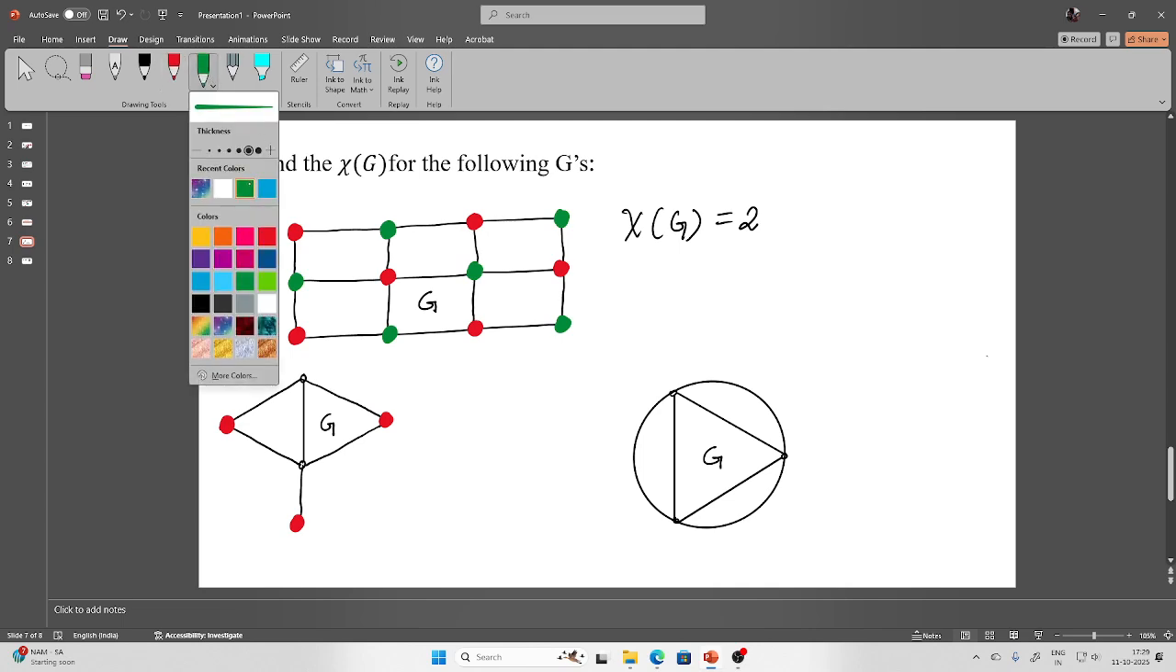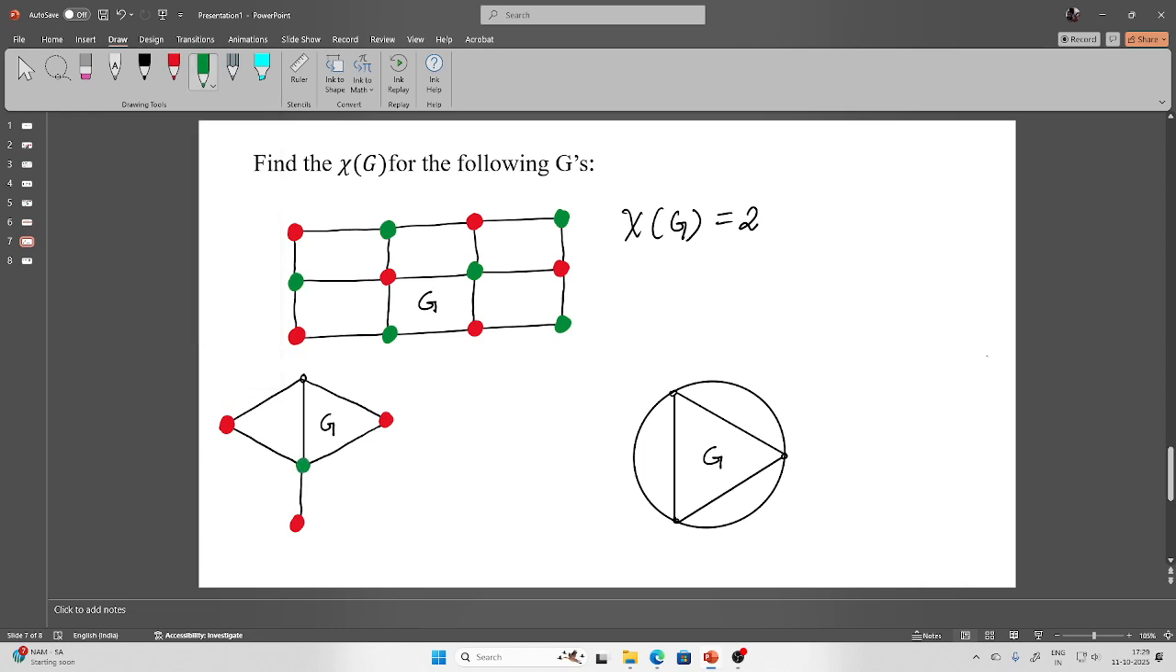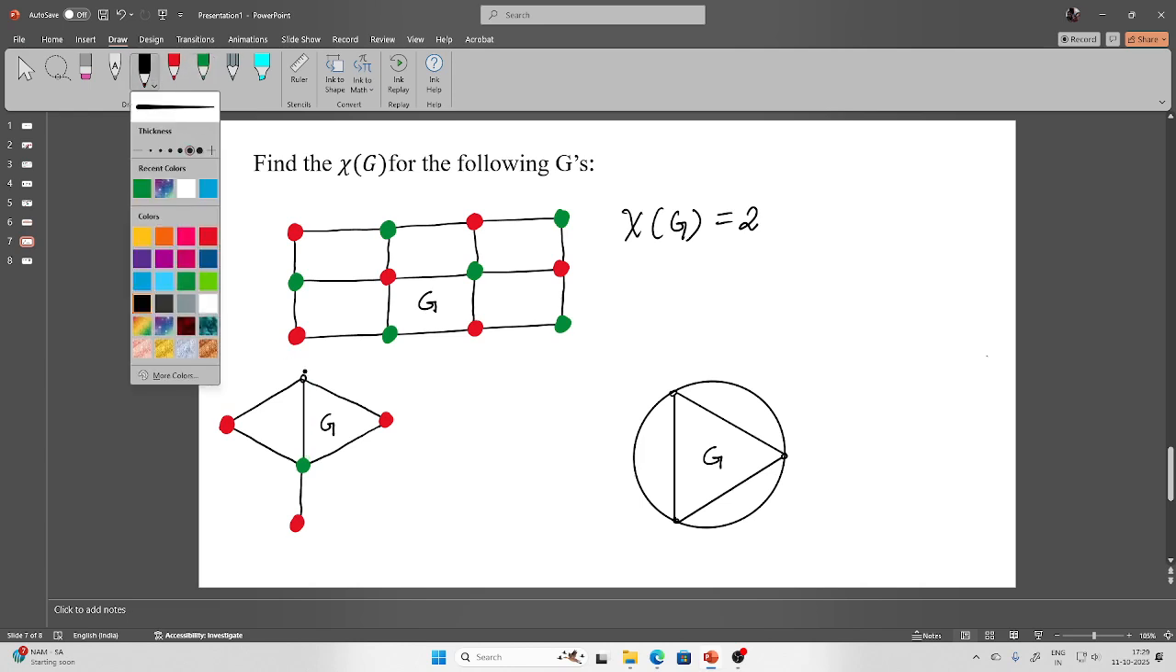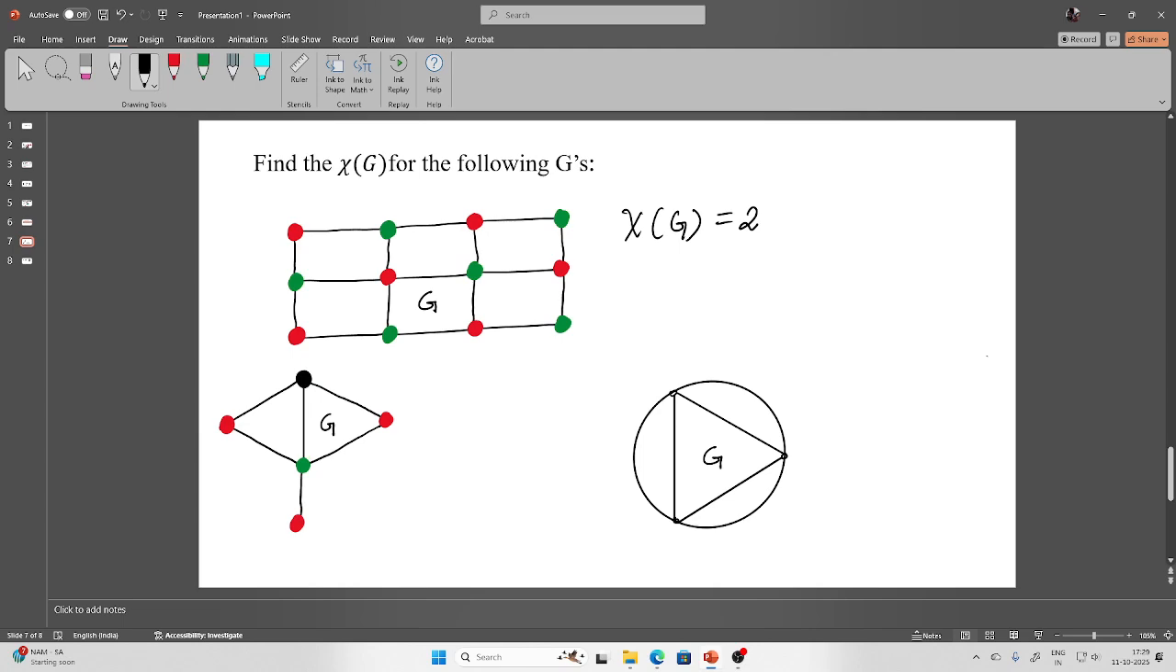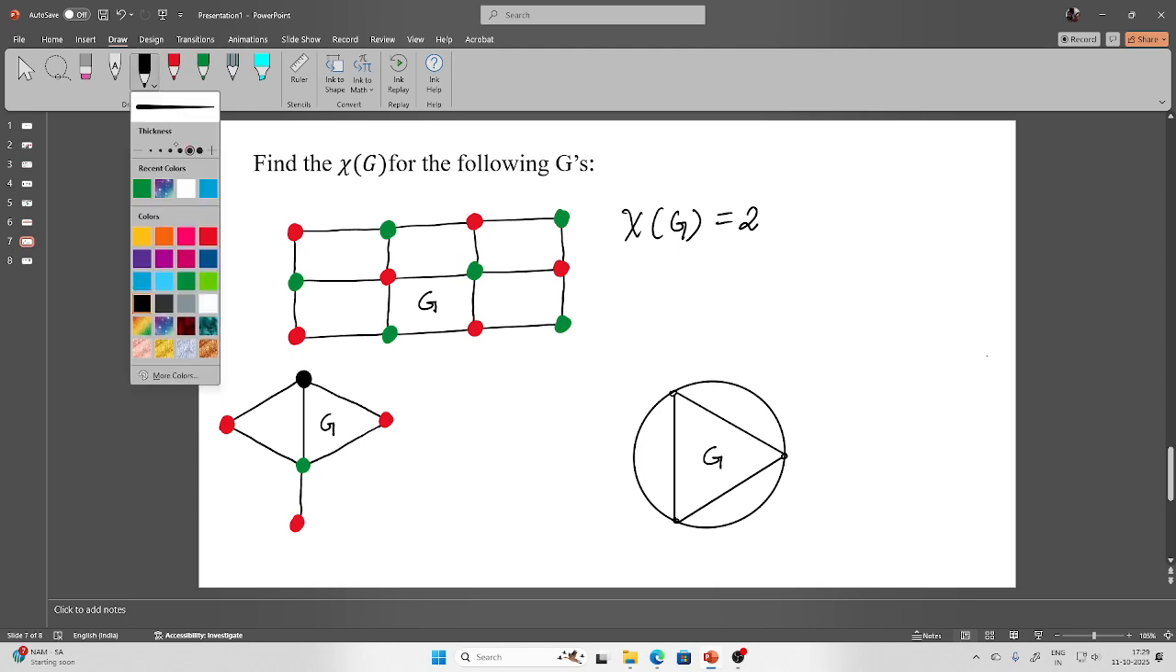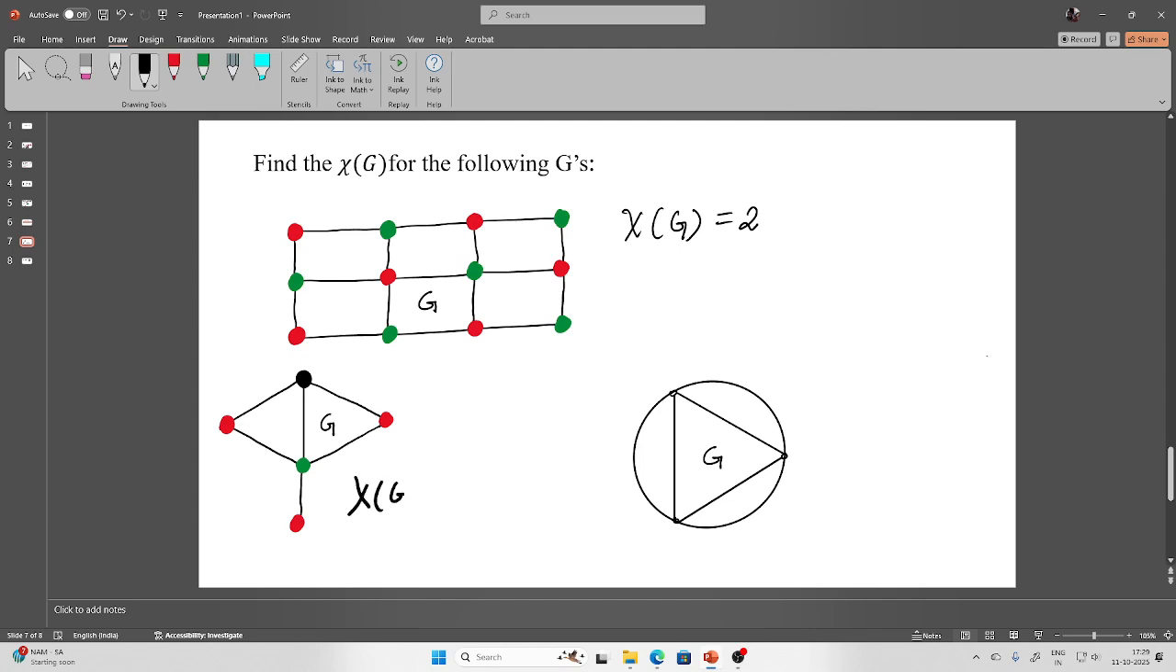Now, can I paint this vertex green? Yes, I can paint this with green color. Can I paint this with green color? No, because green is already used here. So, therefore, I have to switch to a different color. Let's say I am painting it with black. So now how many colors have I used? Red, green and black. So what is the chromatic number for this? It is 3.